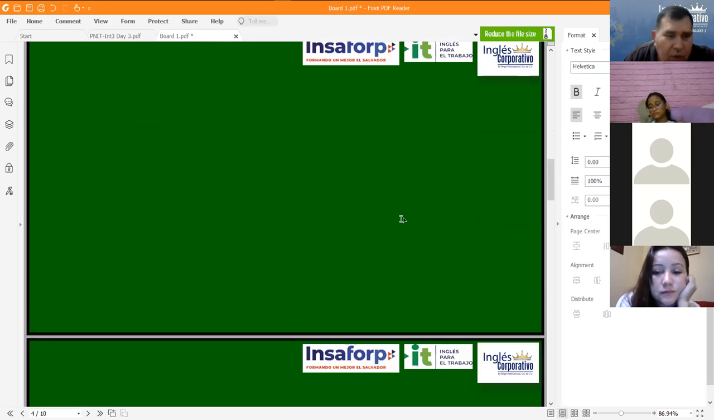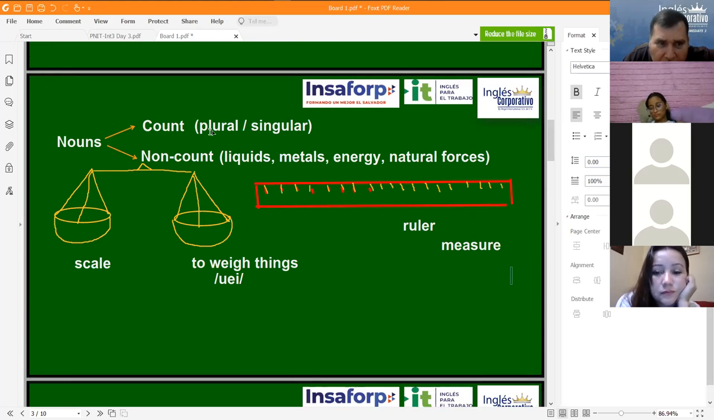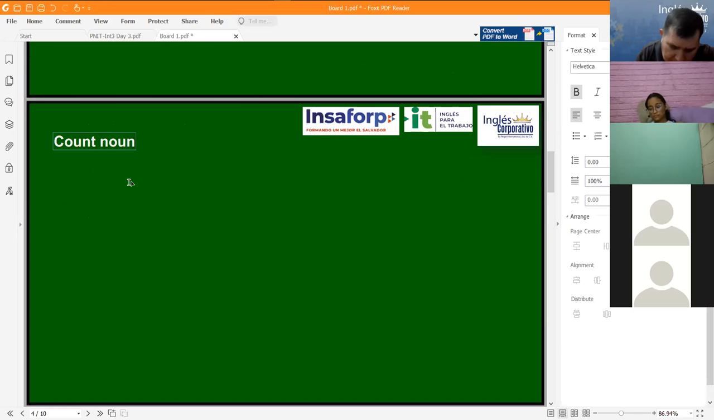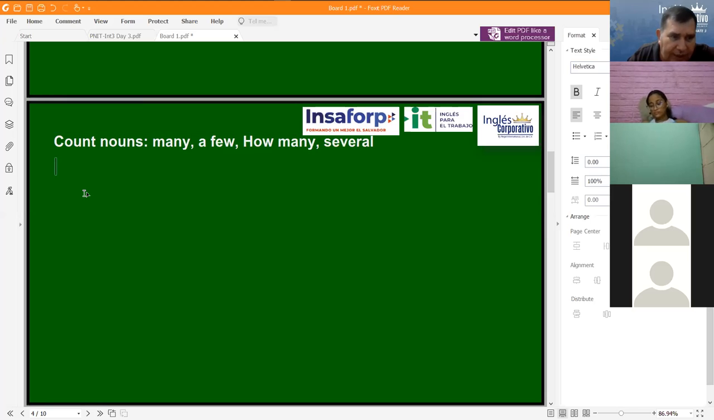So what do we use with count nouns? With count nouns we use many, a few, for the questions, how many, several, etc.